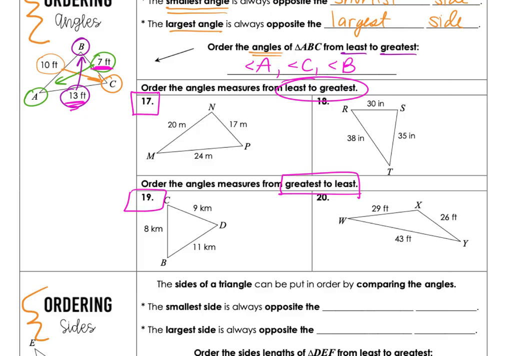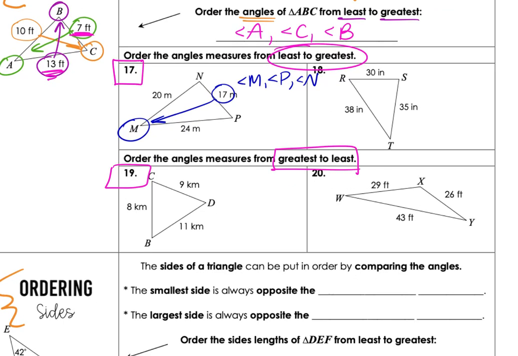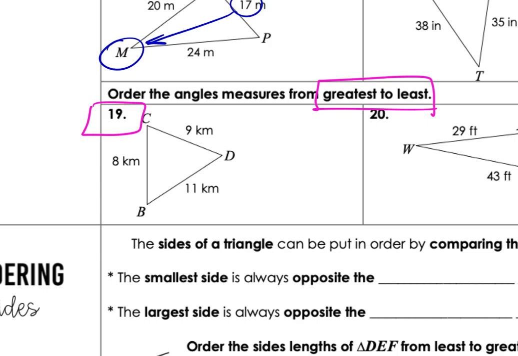All right. What'd you get for number 17? Sophia. Angle M, angle P, and angle N. Yes. So the shortest side is across from the smallest angle. Okay, so M goes first, then P across from the 20, then N across from the 24. What'd you get for 19? C, B, D. Yes. Biggest side across from the biggest angle. So this one's going greatest to least. So C, and then B, and then D. Okay. Questions on that?